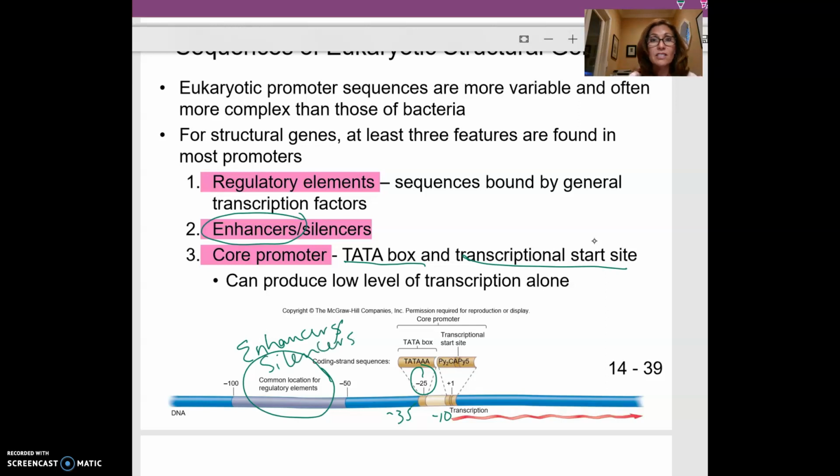Why would a gene have a silencer? You don't need to worry about that right now, but sometimes genes have regulatory elements that allow them to be expressed only under specific conditions. When that condition is not met, the silencer is active.